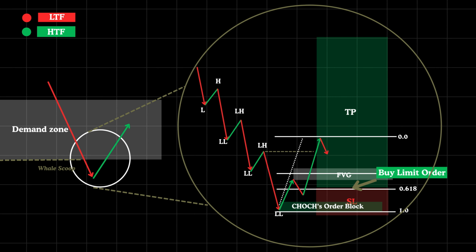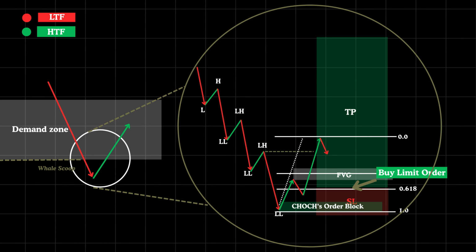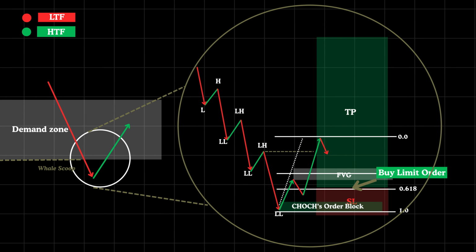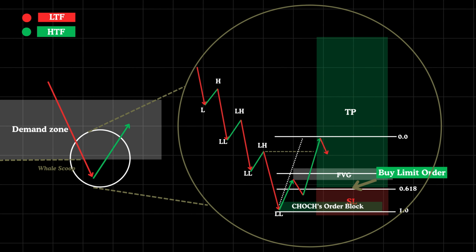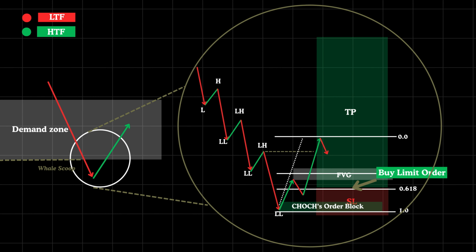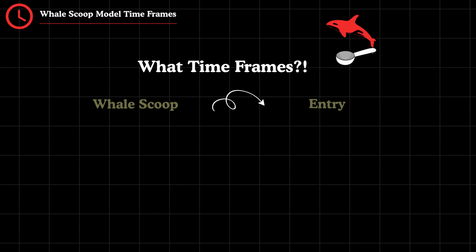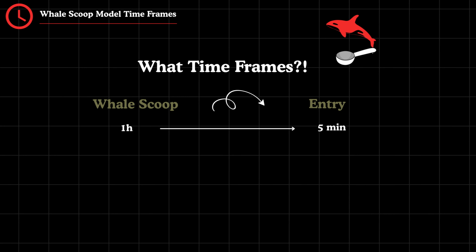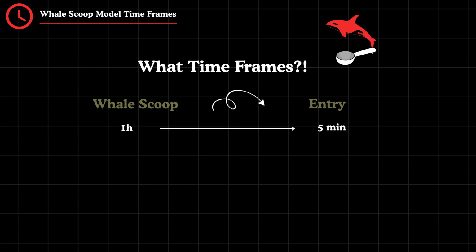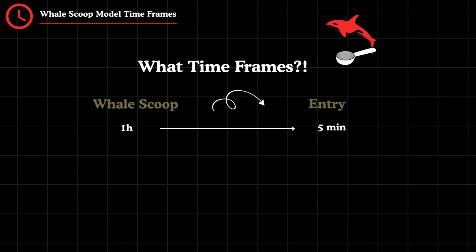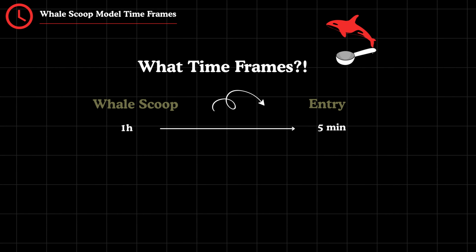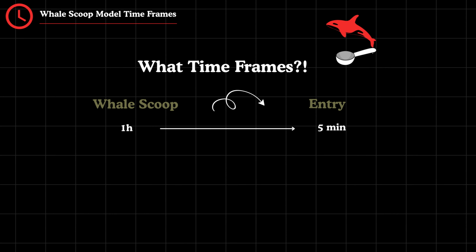However, my preferred method is to enter at the 61.8% Fibonacci level drawn from the CHoCH wave. Before diving into live chart examples to demonstrate trade execution using the whale scoop model, let's briefly review the appropriate time frames for this strategy. Personally, I prefer using the 1-hour time frame for market analysis. This is where I identify valid whale scoop patterns. Once a setup is confirmed, I shift to the 5-minute time frame for precise trade execution.